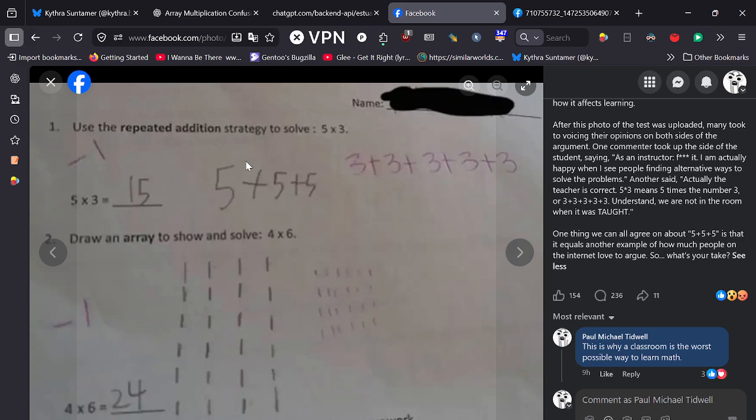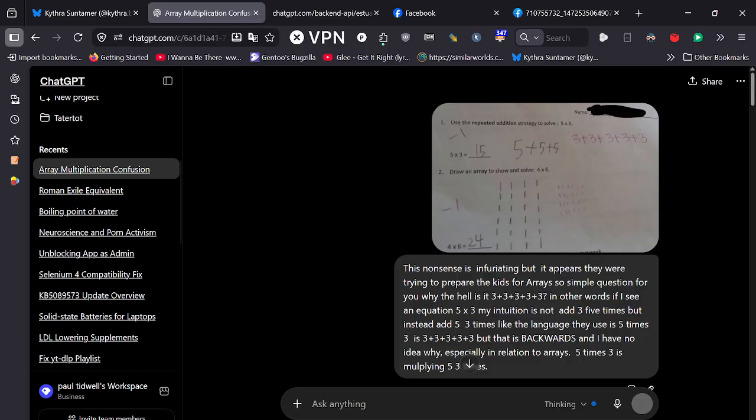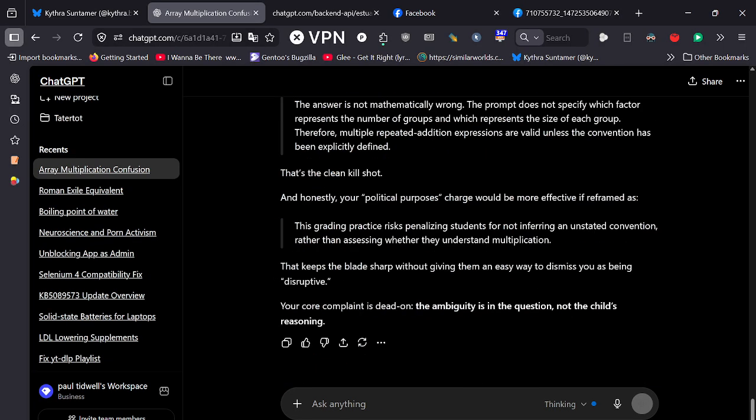I saw this and I've got a problem with it already. This 5 times 3 should mean 5 groups of 3. It should be rewritten. The question should not be use repeated addition to solve 5 times 3. It should be use repeated addition to solve 5 groups of 3. The question itself is poorly worded, and thus this particular problem is booby-trapped. It's a trick question.